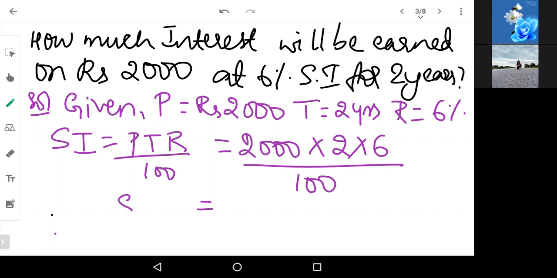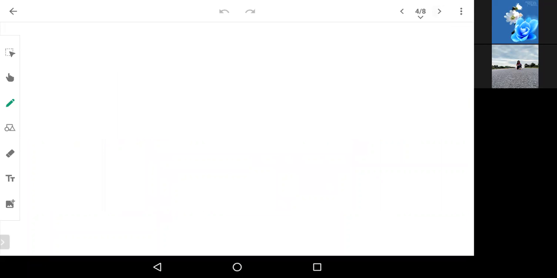Can you say me what is the simple interest that you have calculated? ₹240. Good. Rupees 240. So this will be the final answer. Okay. Now the next question. Since these are simple questions, I'm solving more of them.